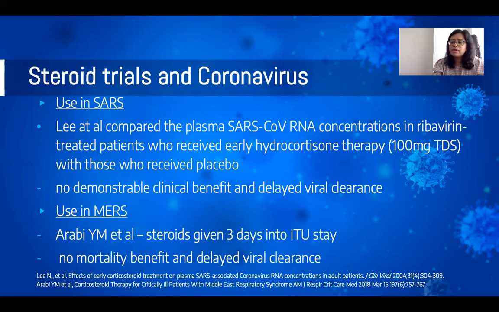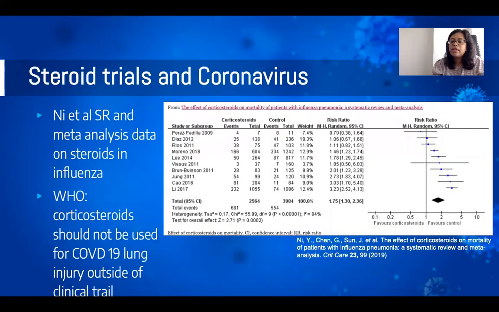I'm just giving two examples. In SARS, Lee et al. compared the plasma SARS coronavirus RNA concentrations in ribavirin-treated patients who received early hydrocortisone therapy at doses of 100 milligrams 3 times a day with those who received placebo. There was no demonstrable clinical benefit, and in fact there was delayed viral clearance. And in MERS, Arabi et al. gave steroids 3 days into ITU stay. There was no mortality benefit and delayed viral clearance.